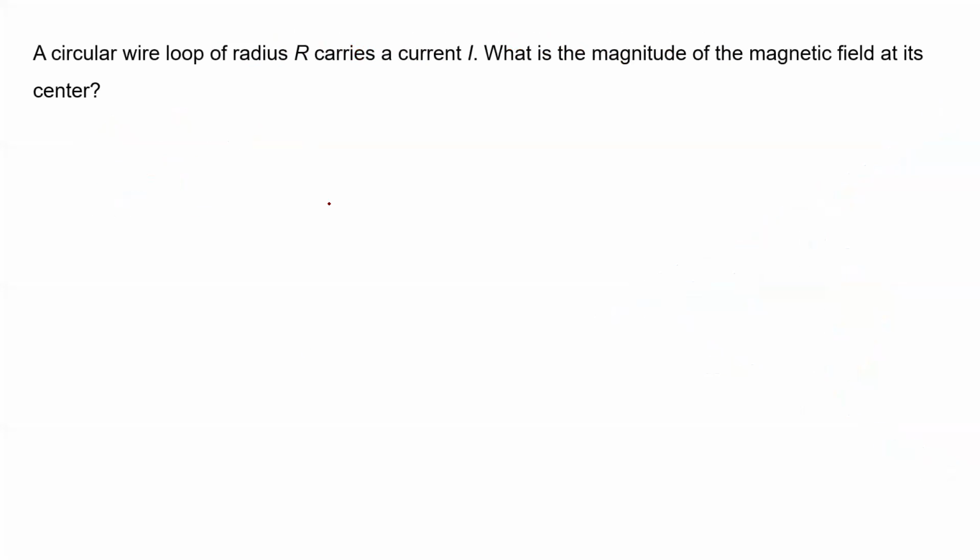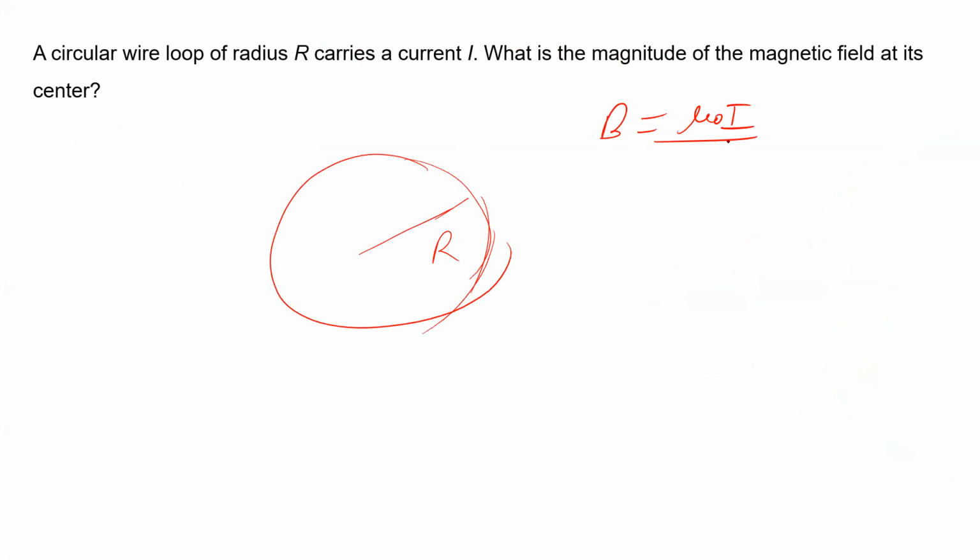Then we solve a problem: for a circular wire loop of radius r carrying a current I, what is the magnitude of the magnetic field at the center? So B is equal to mu 0 I divided by 4 pi r square, integral of ds. So equal to mu 0 I by 4 pi r square.